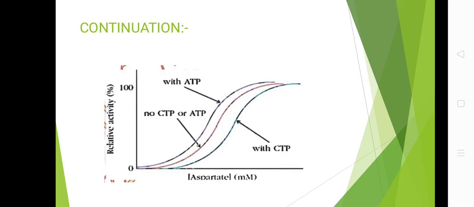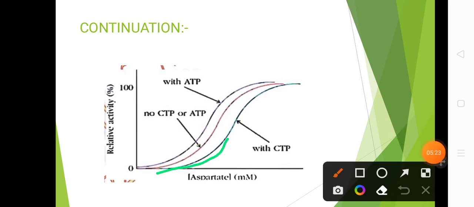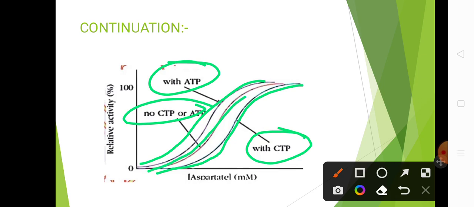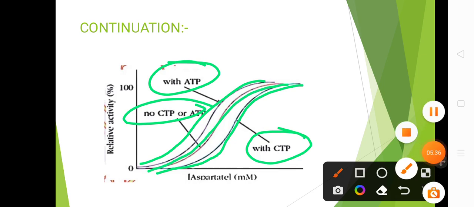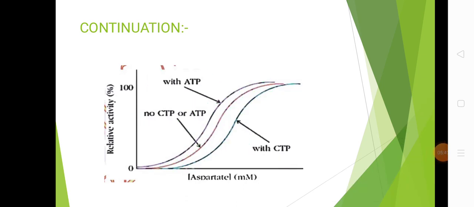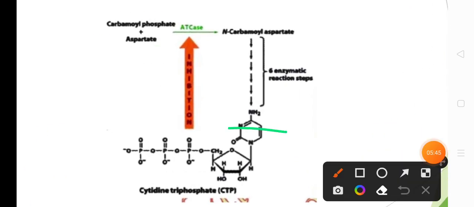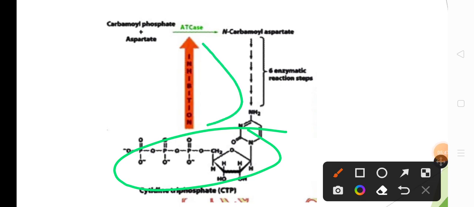So here you can find negative allostericity in the presence of CTP and positive allostericity in the presence of ATP. And when CTP and ATP are both not present, the enzyme shows a medium line. Okay, so that is the idea of allostericity of aspartate transcarbamylase. Here you can see this CTP, when it is present in excess amount, will inhibit the enzyme responsible for this conversion, right? So that is the idea.